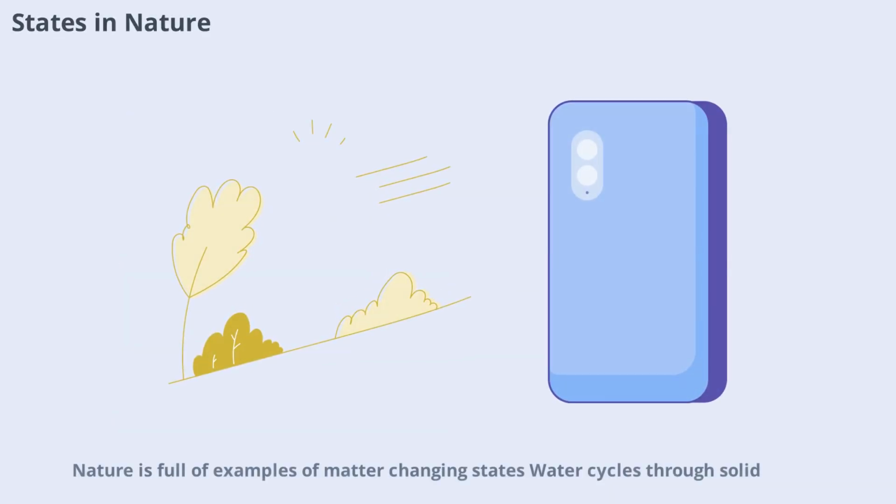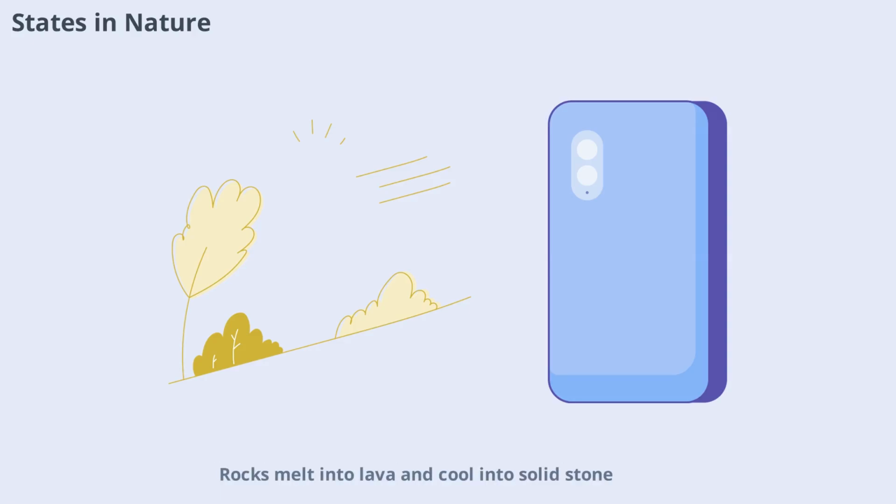Nature is full of examples of matter changing states. Water cycles through solid, liquid, and gas forms in rivers, clouds, and snow. Rocks melt into lava and cool into solid stone. Even living things rely on these changes. Plants absorb water, animals breathe air, and all life depends on the movement of matter. Observing nature helps us see the importance of states and properties in the world around us.